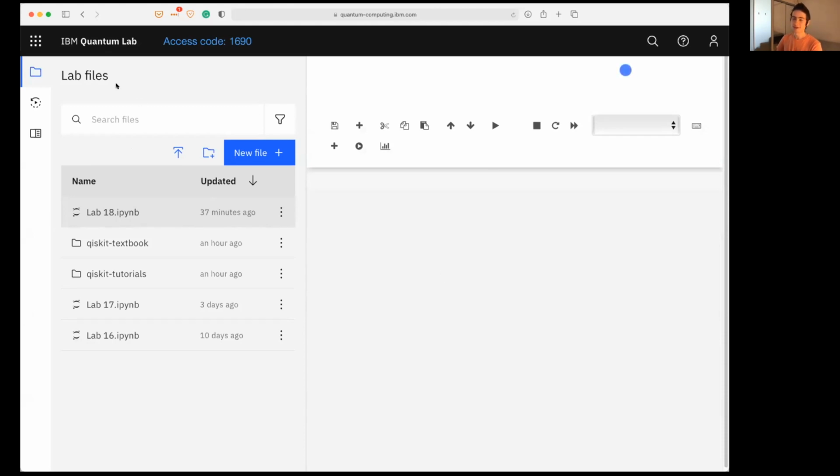That is one thing I've noticed. This UI seems to be a little bit slow. But once you have your Jupyter notebook loaded and everything, then it seems to be okay. So hopefully this won't be too much of an issue.